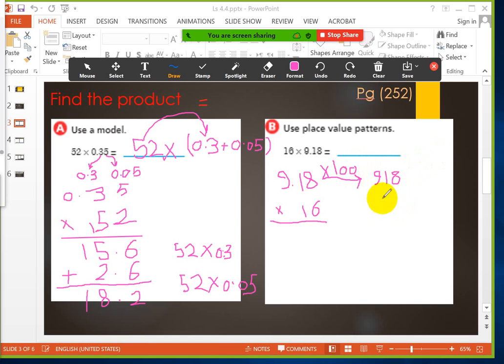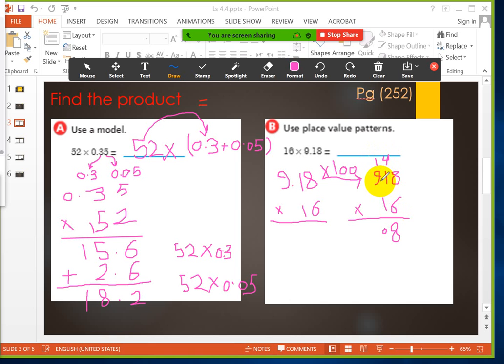918 multiply what? 16. Let's multiply now without any decimal point. 6 multiply 8. Who will help me on the chat, please? 6 multiply 8 equals what? 48. Very good, Larissa. So I put 8 here and 4 above the tens. 6 multiply 1 equals 6 plus 4 equals 10. So I put 0 here and 1 above the hundreds.